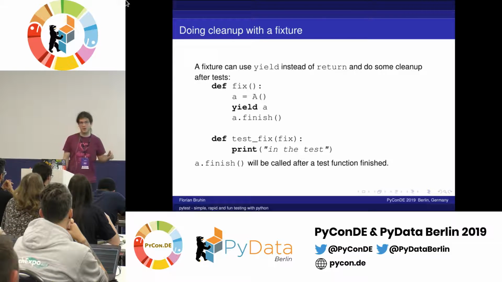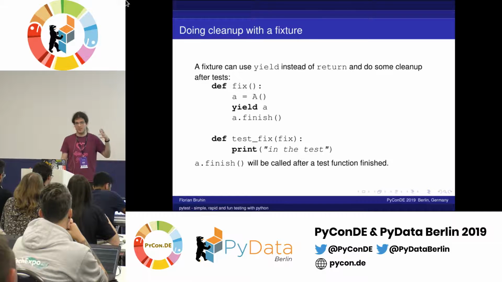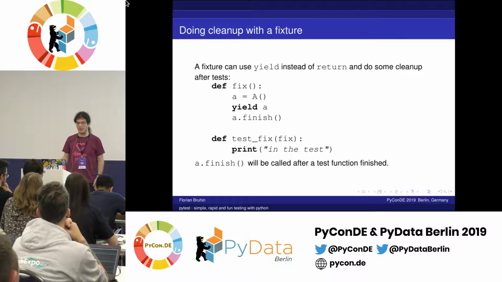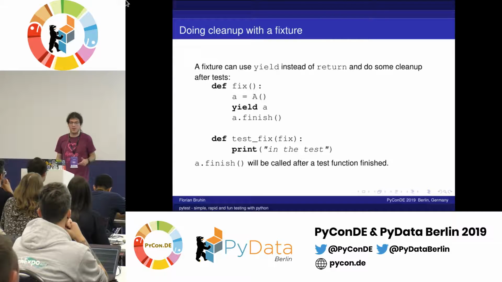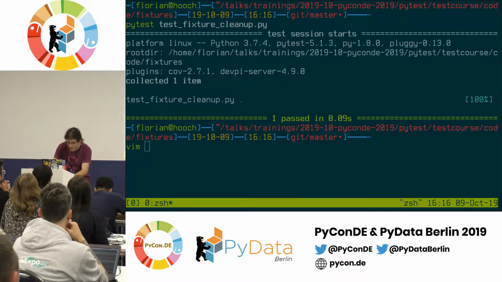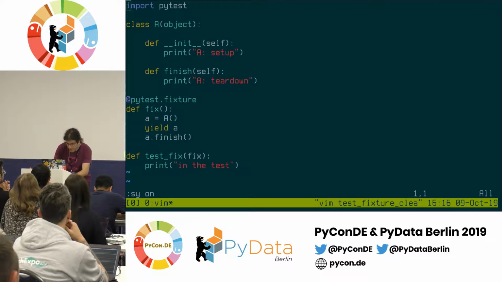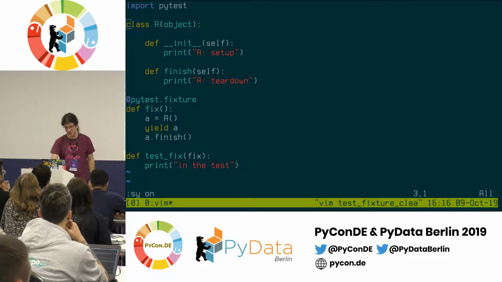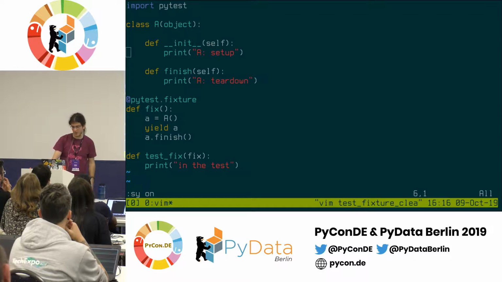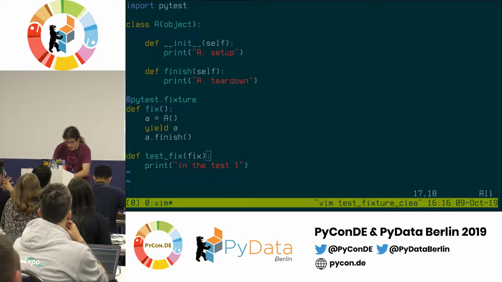If you have, for example, scope module, then before the test module runs, the setup runs, then the whole test module runs, and then after that, the teardown runs. And there are also some other scopes, like class for every test class, or session for the entire test session. Like if we have some print statements here in that A object. When it gets created, it prints A setup. When finish is called, it prints A teardown. Let's say we have 2 tests here.